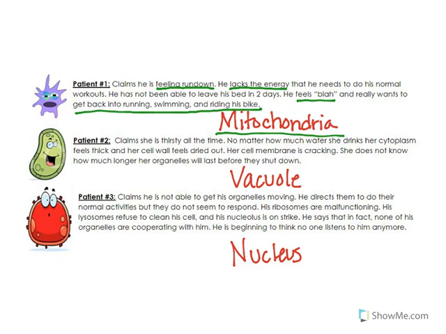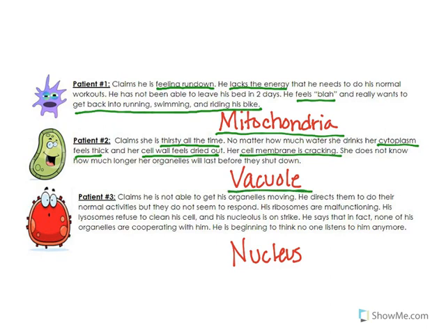Patient 2, what you should have noticed: thirsty all the time. Cytoplasm feels thick. Cell wall feels dried out. Cell membrane is cracking. She doesn't know how much longer her organelles will last before they shut down. So there is something going on with the water, drying out, cracking. The organelle that supports and stores water is your vacuole.